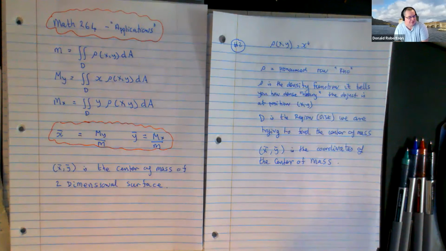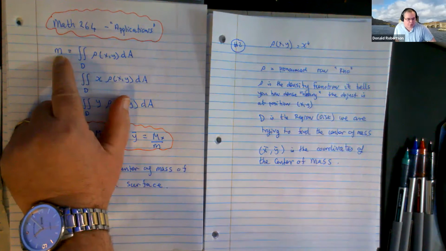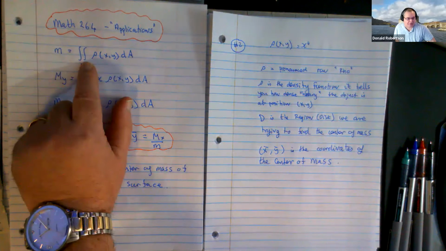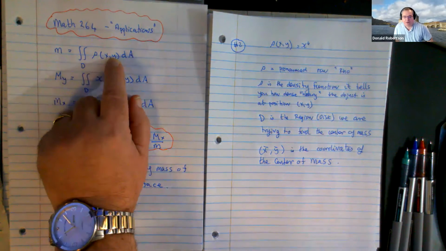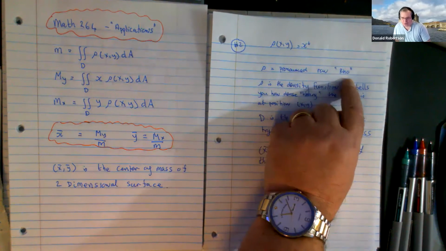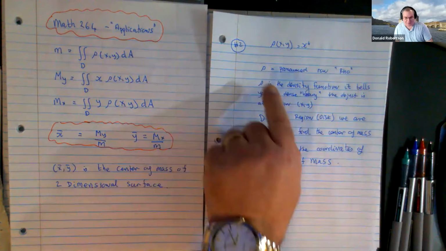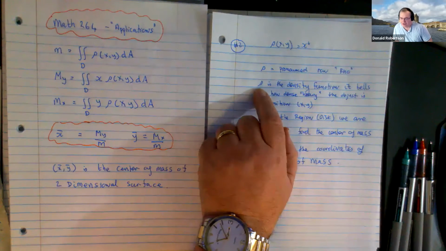Write this down somewhere, because these are the equations that you're going to use. This m is essentially the mass of the whole object, and it's a double integral of a function called rho of xy. Rho, R-H-O, is a Greek letter. It looks a bit like a P, but it isn't a P. Rho of xy is called the density function.